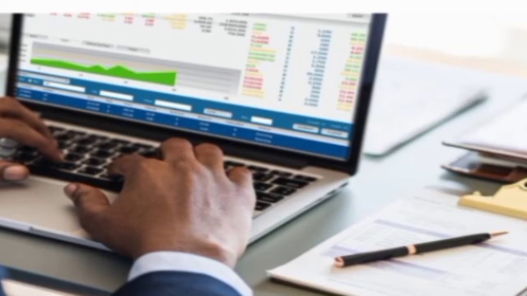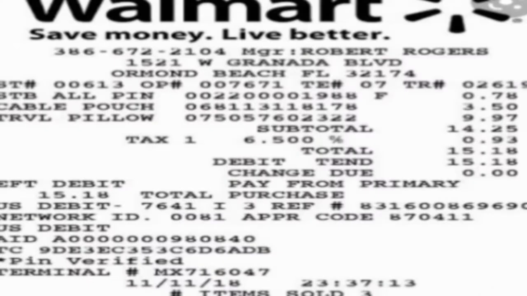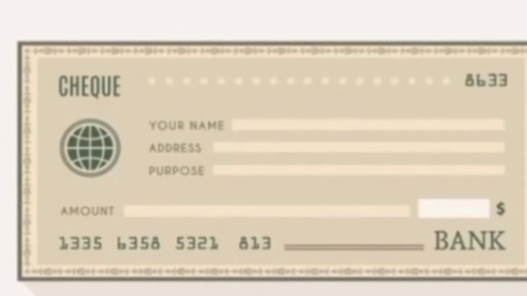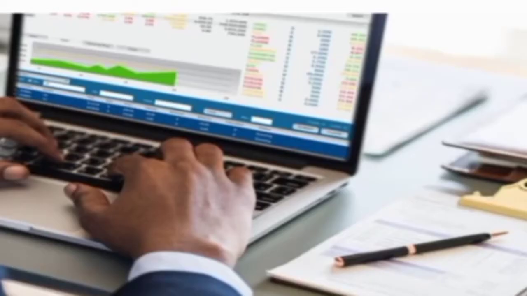But there are certain documents which contain the information the bookkeeper will record from. These documents are called source documents. Among the source documents I'm going to look at this week are sales invoice, purchase invoice, debit note and credit note, checks, receipts, etc. The first one I'm going to talk about is sales invoice.